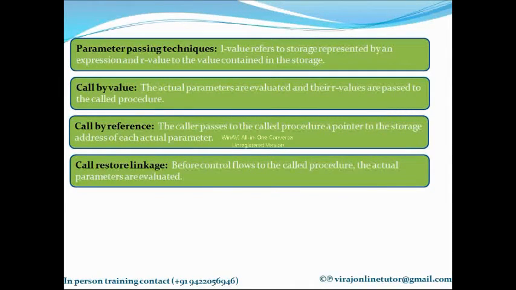So the caller evaluates the actual parameters and places their R values into storage for the formal parameters. So who is the actual parameter now? Actual parameter is the parameter while calling a function. Actual parameter is a value of a parameter while calling a function. And formal parameter is the parameter in a function definition. So the parameter in the function definition is a formal parameter, and the parameter while calling this function is an actual parameter.